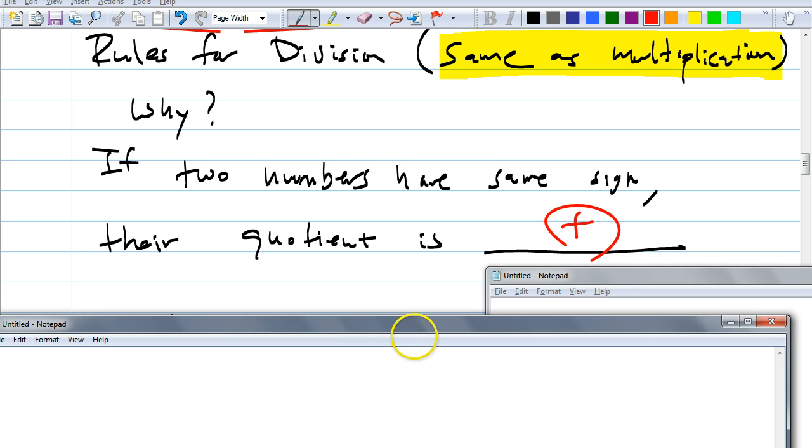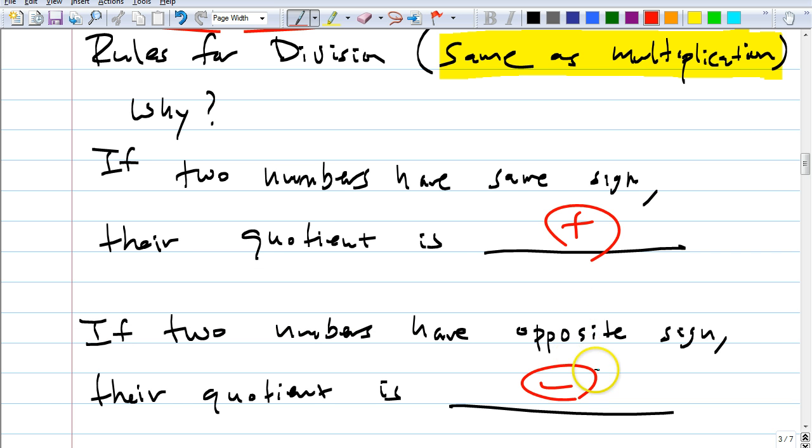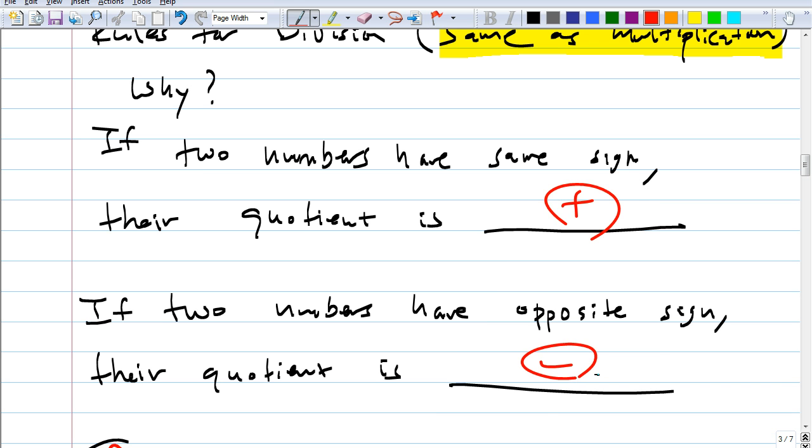What do you think then for two numbers that have the opposite sign? Of course, it's going to be what? Hello? Is it going to be negative or positive? Negative. Good. Okay, write this down.